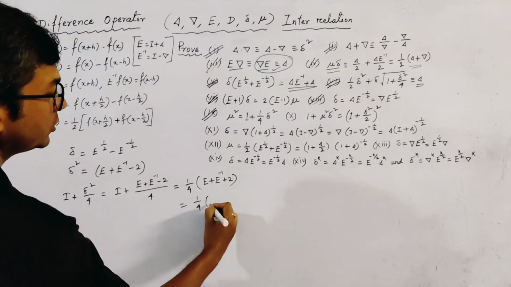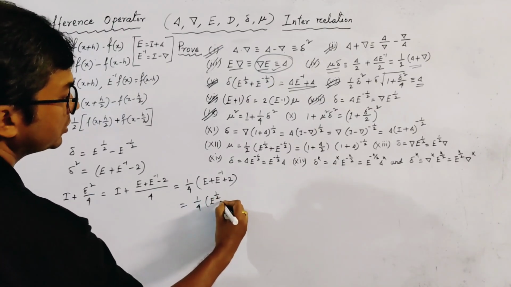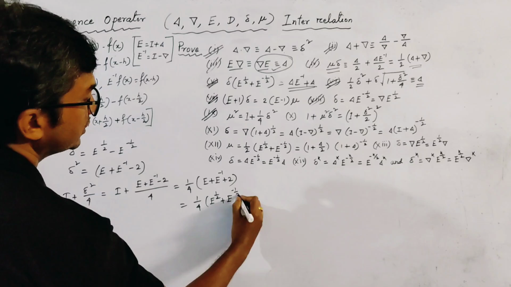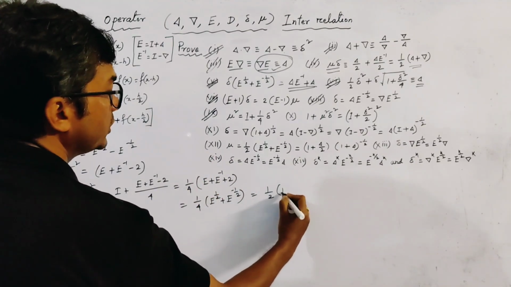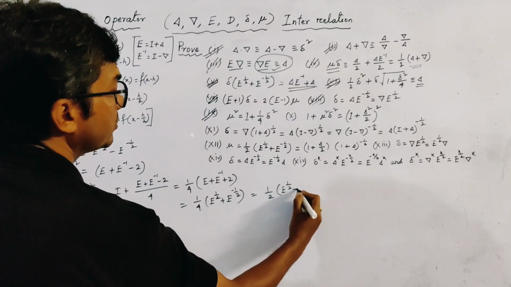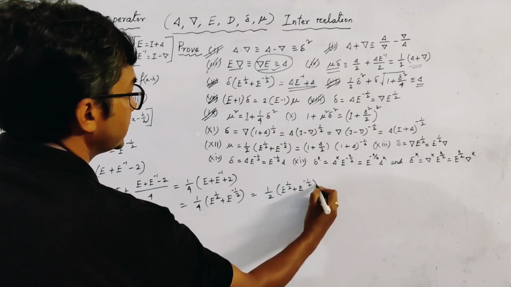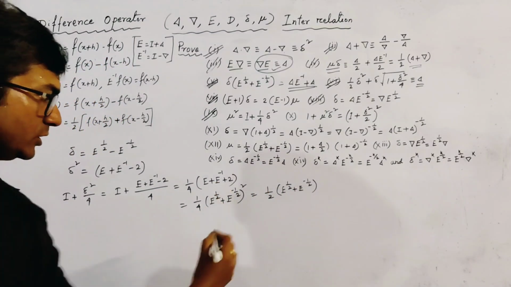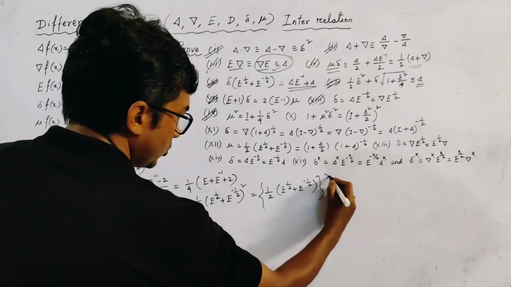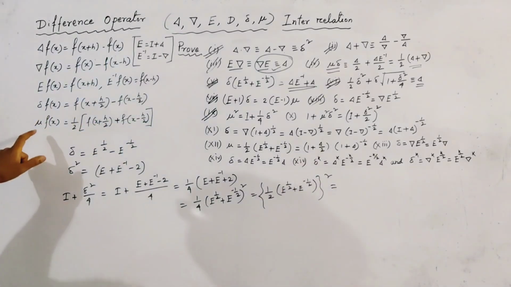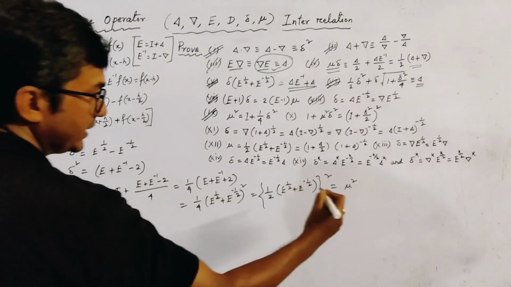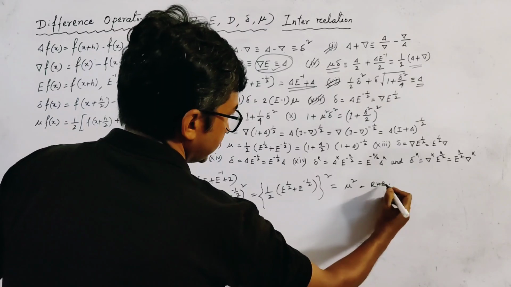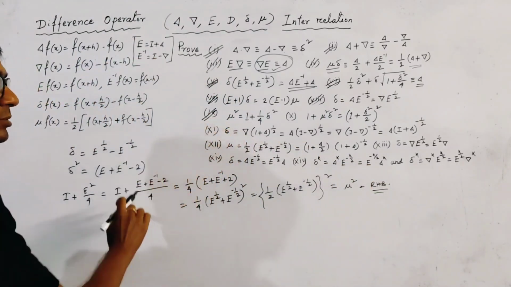And clearly this is 1 by 4 into e plus e inverse plus 2, and this is 1 by 4 into e to the power half plus e to the power minus half, whole square, which is half into e to the power half plus e to the power minus half, whole square. This is the definition of the averaging operator mu, so this is given by mu square, and this is the right hand side. So this is the proof of 9.